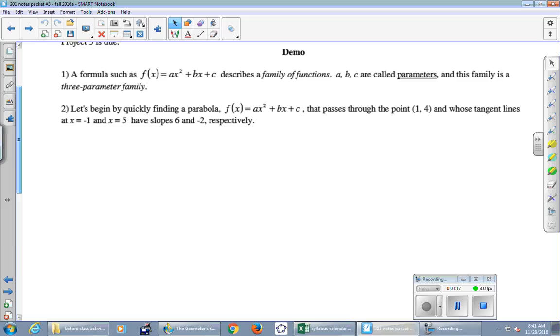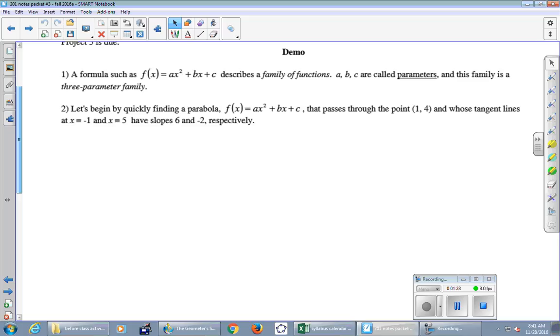Number 1, a formula such as f of x equals ax squared plus bx plus c describes a family of functions. It's just a collection of functions where a, b, and c are different constants. A, b, and c are called parameters, and this family is a 3-parameter family. So imagine all the different parabolas you could get by changing the values of a, b, and c.